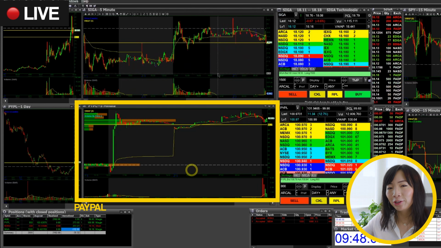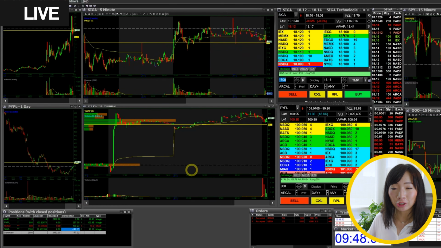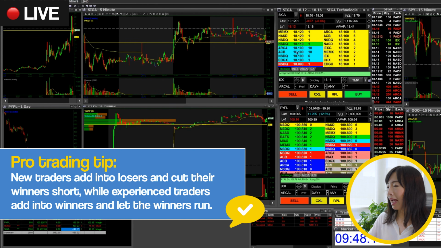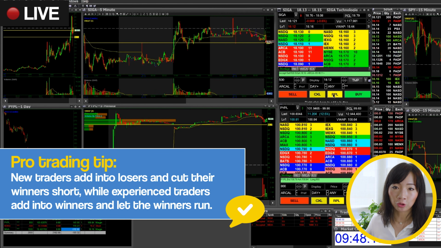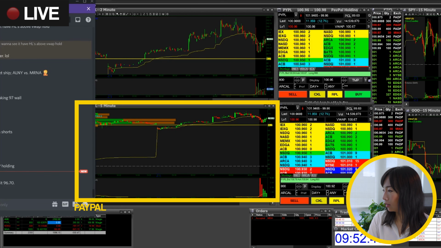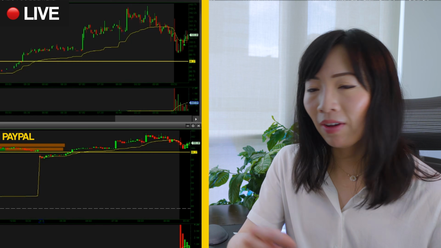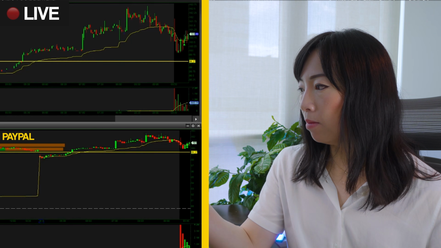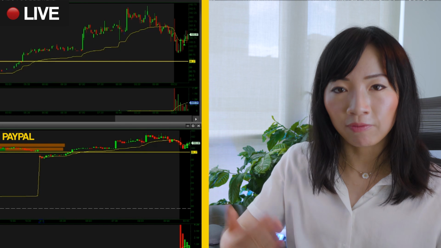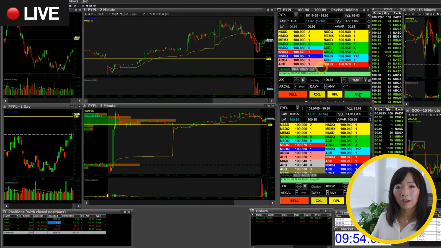I want to be adding into winners, right? Adding into confirmations if I'm long, and adding into the breakdown if I was short. But PayPal, I'm looking to add into this winner. And if I add into this, then my risk would be the breakdown of that VWAP area. And you can see I'm trying to add more now.